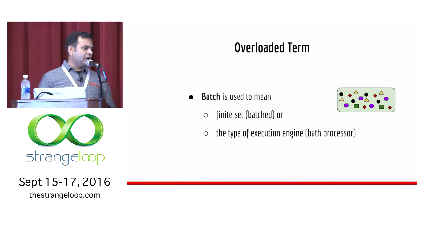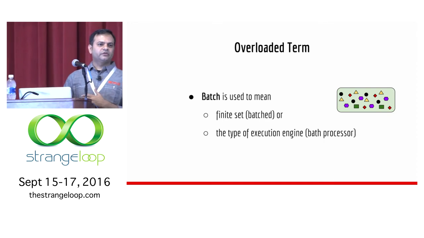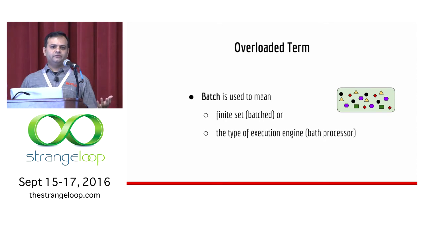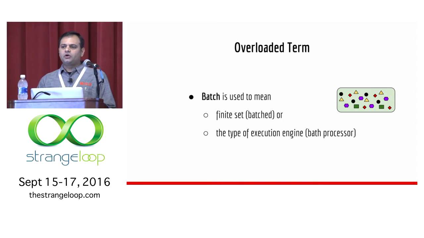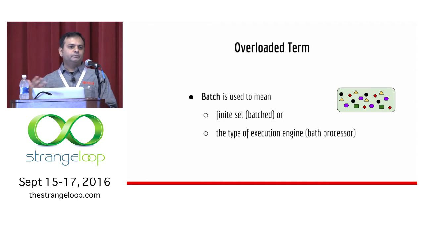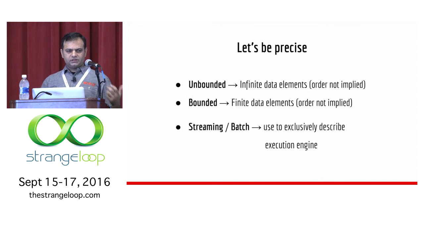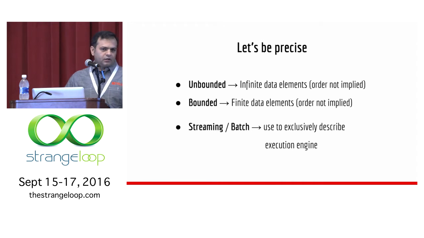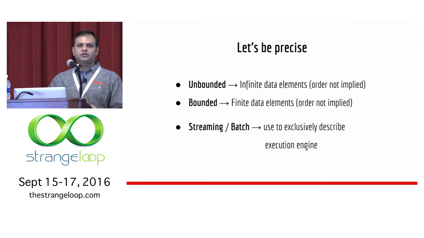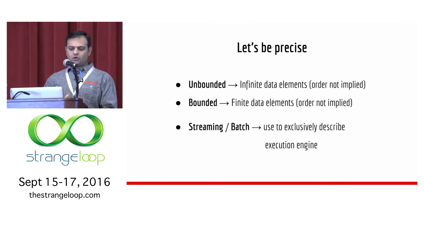And the same thing with batch. You may be using it to mean a couple different things. You may be using it to mean a bounded set of data or events that are flowing into your system, or you may use it to mean the type of execution engine that's handling that data. So let's be precise about our terminology because it's going to make a difference in how we address certain things when we're talking about it. Let's use unbounded to mean an infinite set of data or events that are flowing through, and bounded to just mean the finite set. And we can use streaming and batching to mean whether at the core the engine is a streaming or a batching engine.